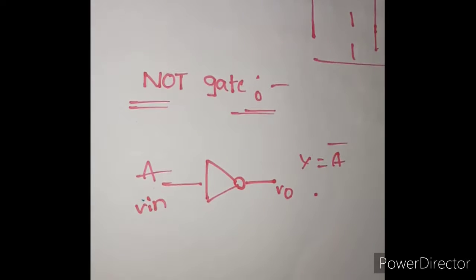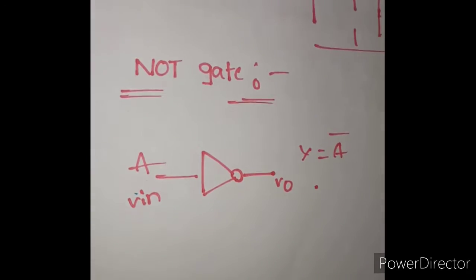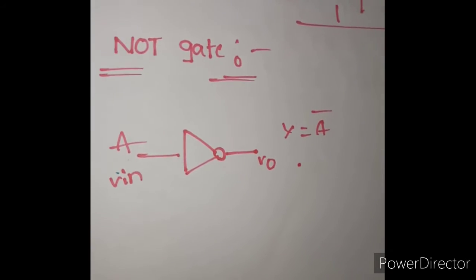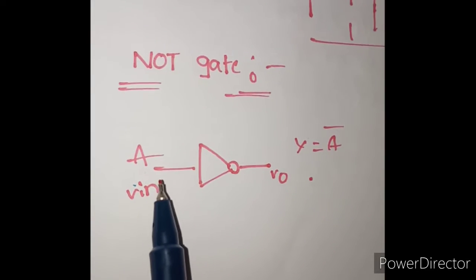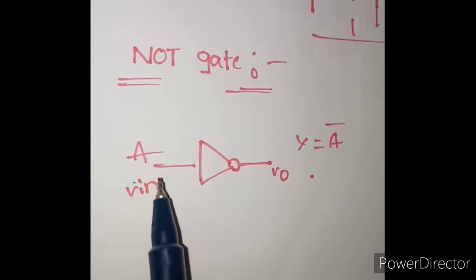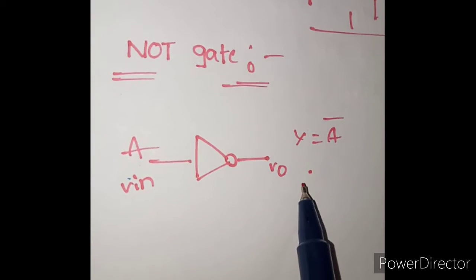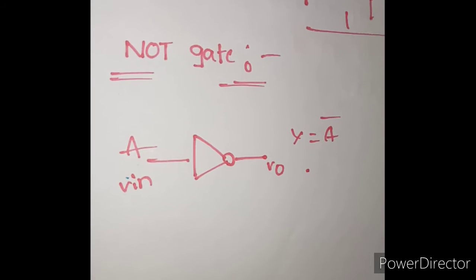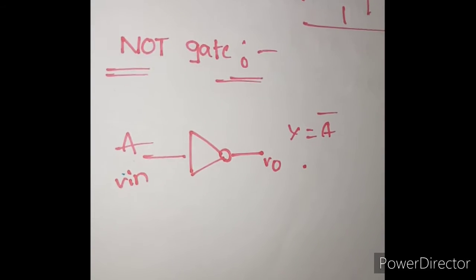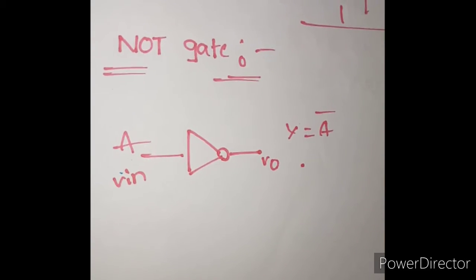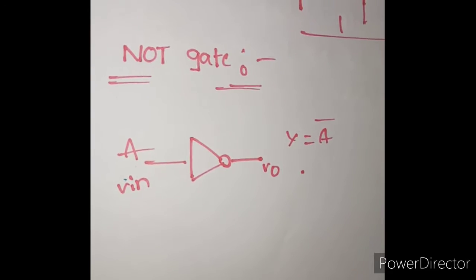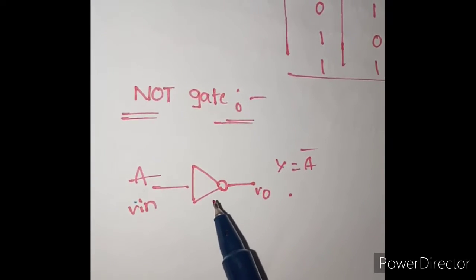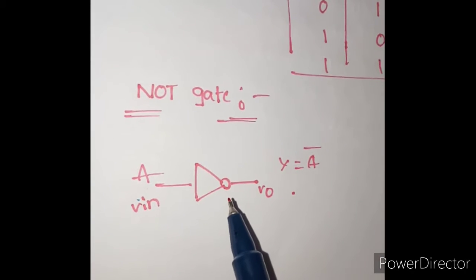Coming to the NOT gate. The inverter or NOT gate has only a single input. See here, this is only a single input and it always has a single output signal. The output logic is the complement of the input logic. That means the output is not the same as the input, due to which it is called a NOT gate. This is the basic standard symbol of the NOT gate.